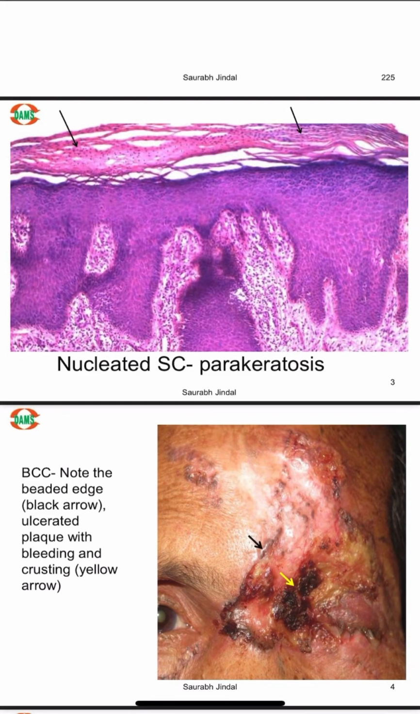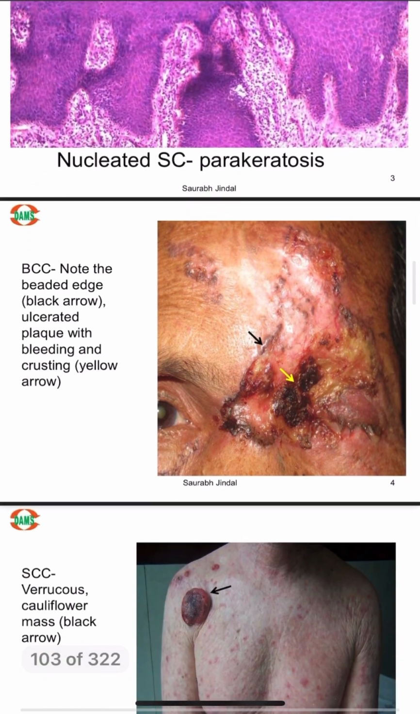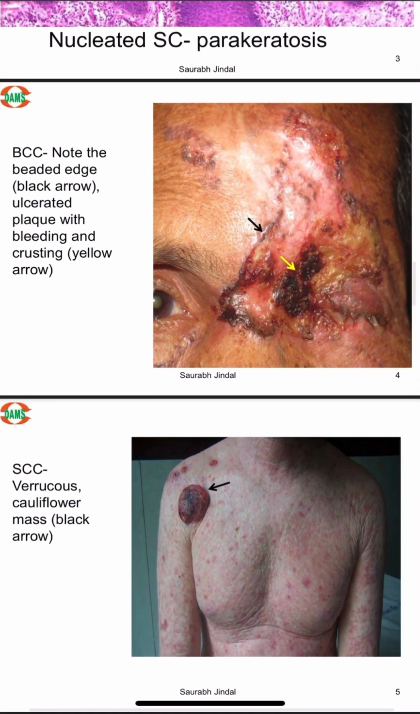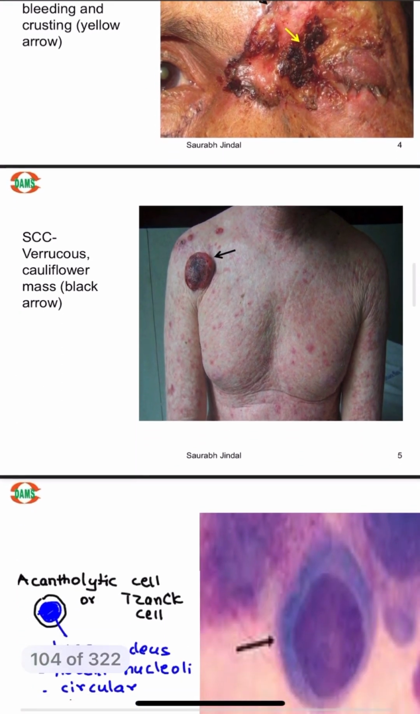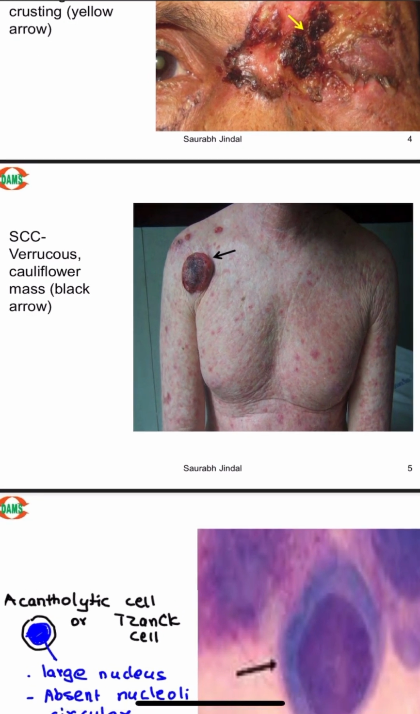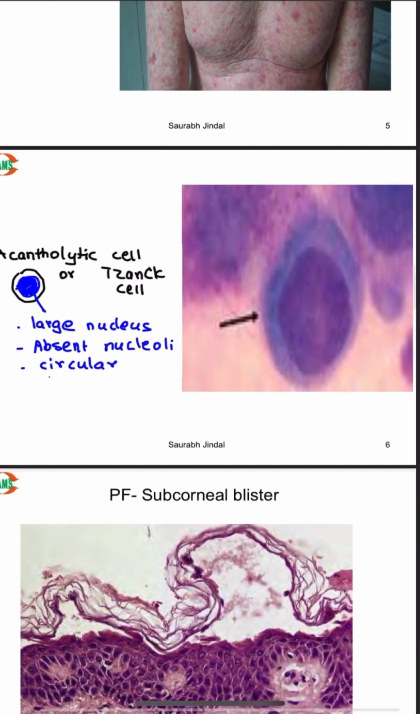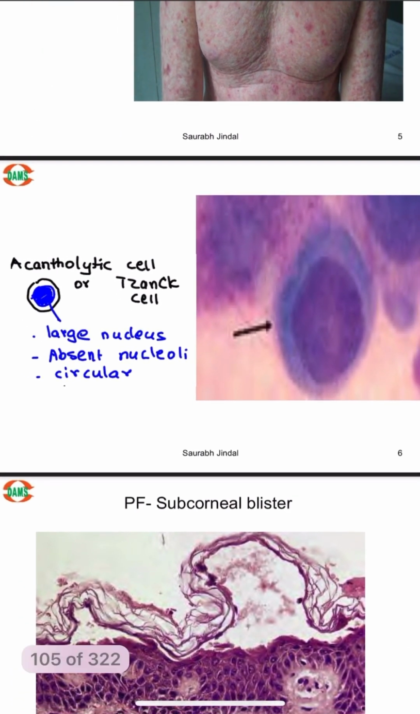Now, let us see some images. This is nucleated parakeratosis of stratum corneum. This shows basal cell carcinoma of the skin, rolled over edges. This is squamous cell carcinoma, cauliflower-like mass. This is Tzanck cell in the Tzanck smear or acantholytic cell.